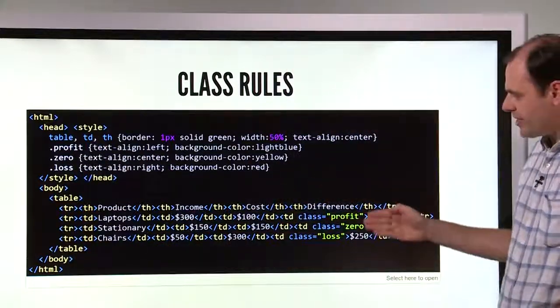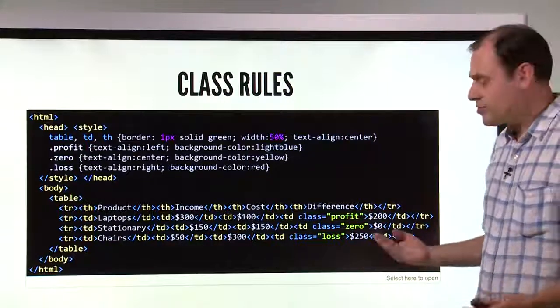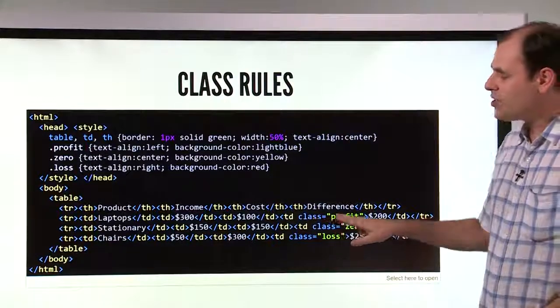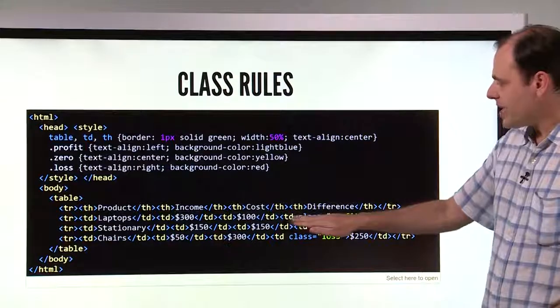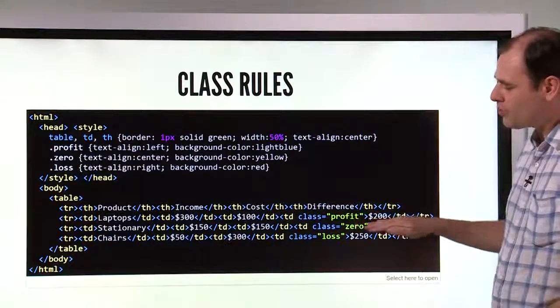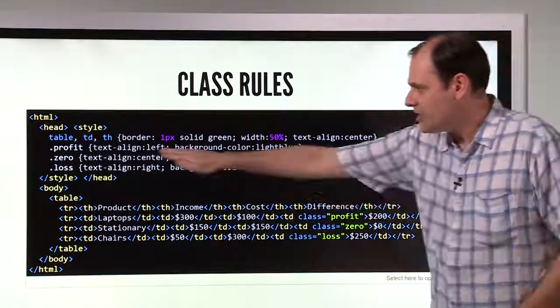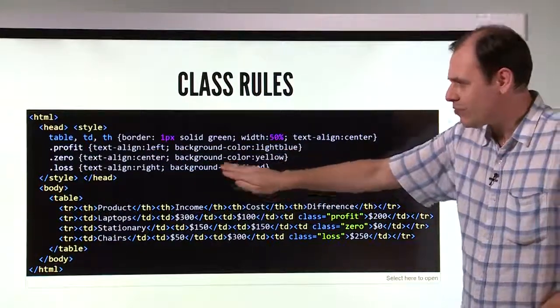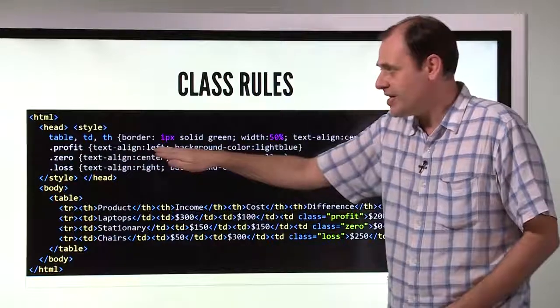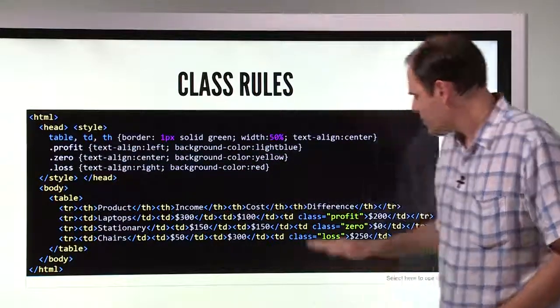And here, I'm using it over here, if you want to. So, TD, class equals profit. That's this example here. So I'm saying, okay, for this particular box here with the number 200, I'm going to use this particular set of parameters, light blue background, and the text is going to be on the left side. Okay, what else we've got?